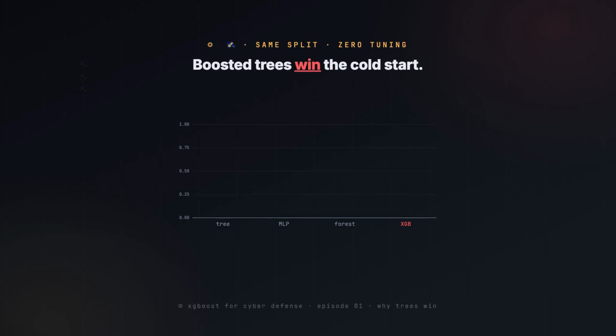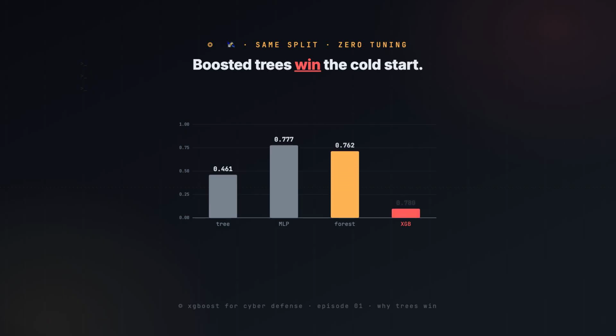The verdict on one screen: decision tree 0.461, random forest 0.762, MLP 0.777, XGBoost 0.780, same split, same features, 0 tuning. XGBoost takes the top PR AUC and the lowest false positive rate at the recall a SOC runs. The lone tree collapses. The net merely ties the ranking at triple the cost. Boosted trees win the cold start. That's the whole thesis of this course. On security tables, start here.